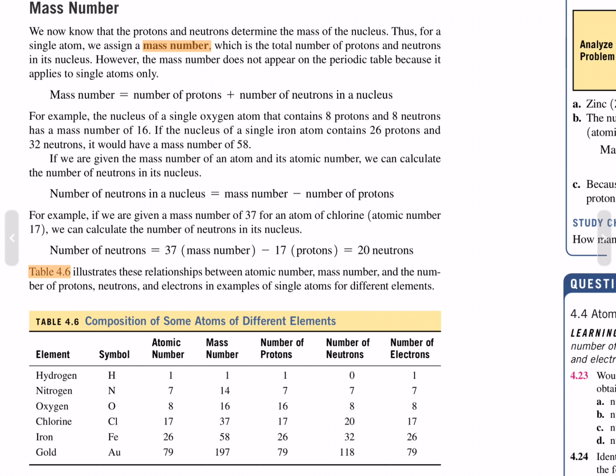equals 20 neutrons. Table 4.6 illustrates these relationships between atomic number, mass number, and the number of protons, neutrons, and electrons in examples of single atoms for different elements. Hydrogen has an atomic number of 1, mass number of 1, 1 proton, no neutrons, 1 electron.